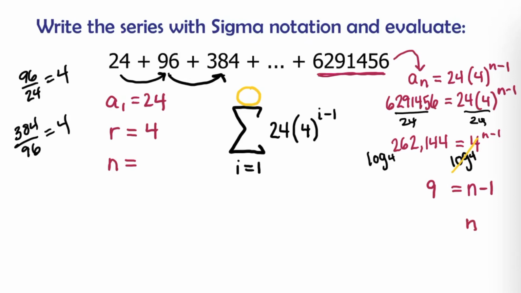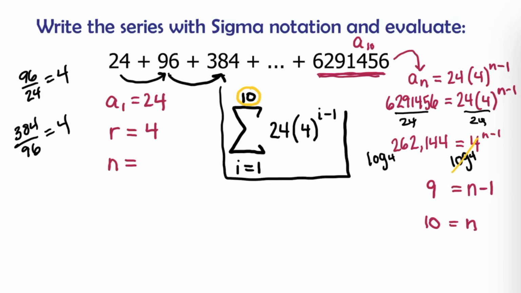One more step, add a 1 to both sides, and what did we just find out? We found out that this number right here is a10. That is the 10th term in this sequence. We can finish our sigma notation, then we are adding the first term through the 10th term. So there's part of our answer. We're supposed to write that series in sigma notation. And now let's find out what the answer is.